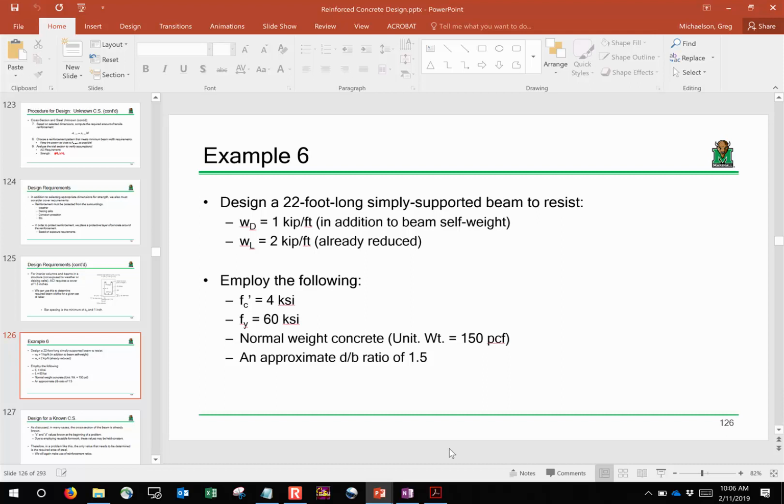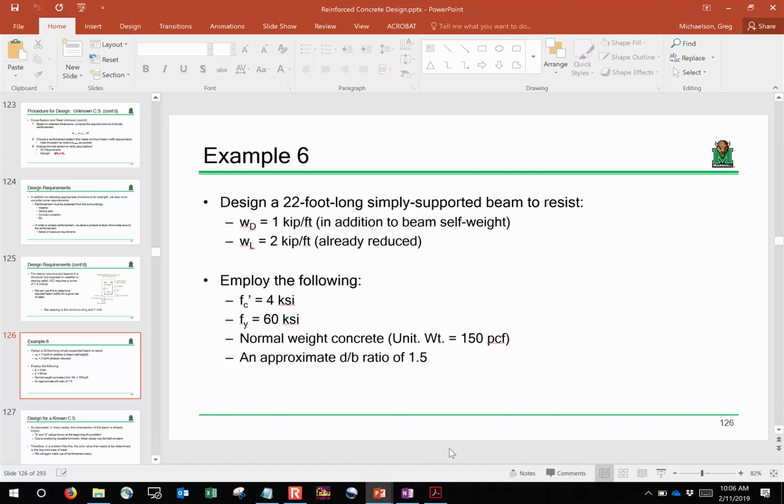So if the beam weighed, let's say, 400 pounds per foot, that would mean the total dead weight would be 1.4 kips per foot. So I'll have to include that. And then we have the 2 kips per foot live load. Now that's already gone through live load reduction, so we don't really need to worry about that.